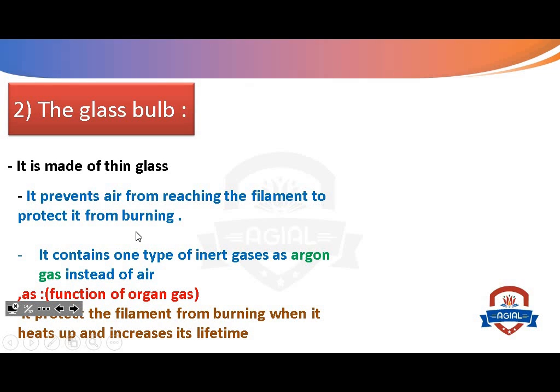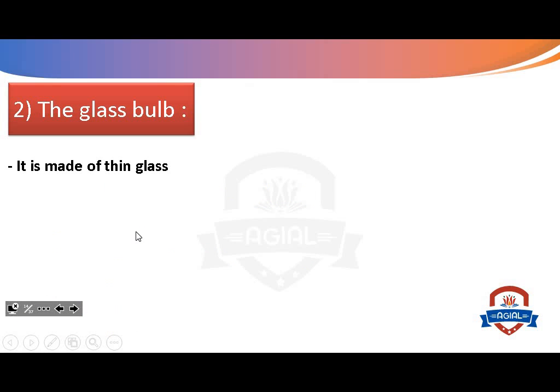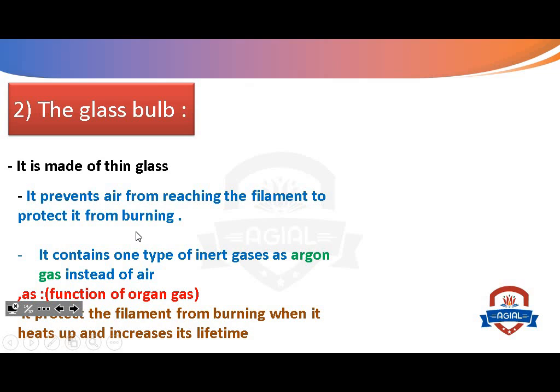So again, structure number 2 is the glass bulb. It's made of what? It's made of thin glass. And its function is, it prevents air from reaching the filament to protect it from burning.